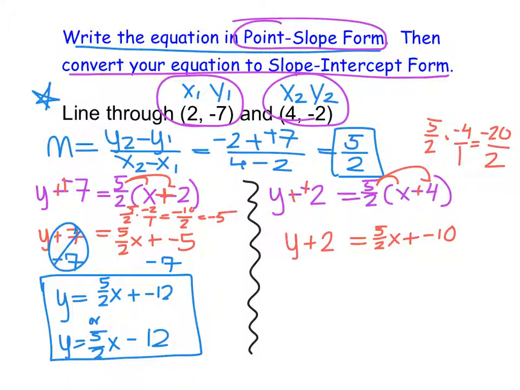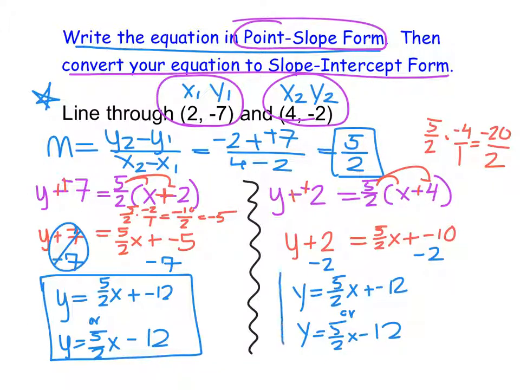And then from here, I know that I need to get the y by itself, so I subtract 2 on each side. And again, I end up with y equals 5 halves x plus negative 12, or if you like the subtraction better, it can be either or, it doesn't matter. But what you should be noticing is that regardless of the point that we picked for point slope form, our slope-intercept forms end up to be exactly the same.